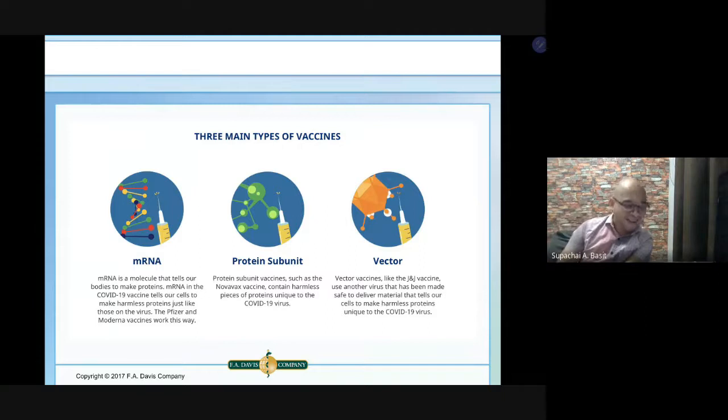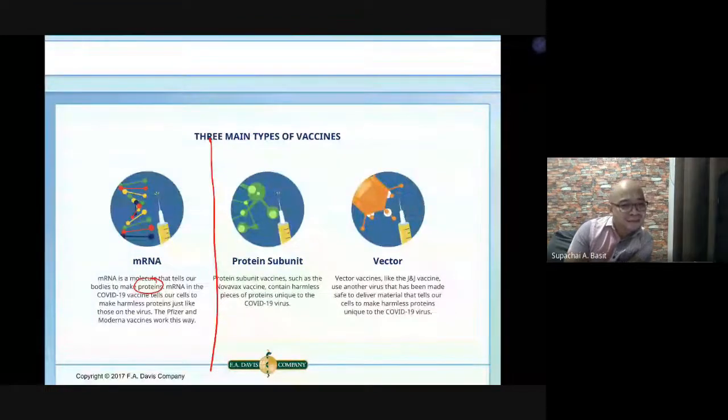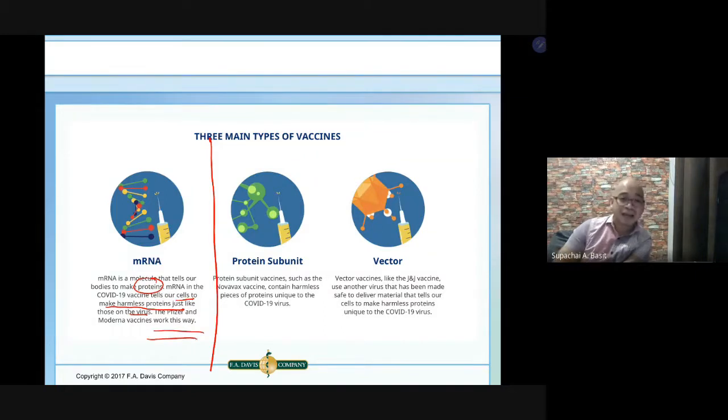So there are three main types of vaccine, no? Sabi ko nga sa inyo, wala rito yung Sinovac. So we have the mRNA, a molecule that tells our bodies to make proteins. This is what I've been explaining to you. mRNA in the COVID-19 vaccine tells our cells to make harmless protein, just like the one found in the virus. Pfizer and Moderna work this way. mRNA sila. The protein subunit, such as the Novavax vaccine, contains harmless pieces of proteins unique to the COVID-19 virus.